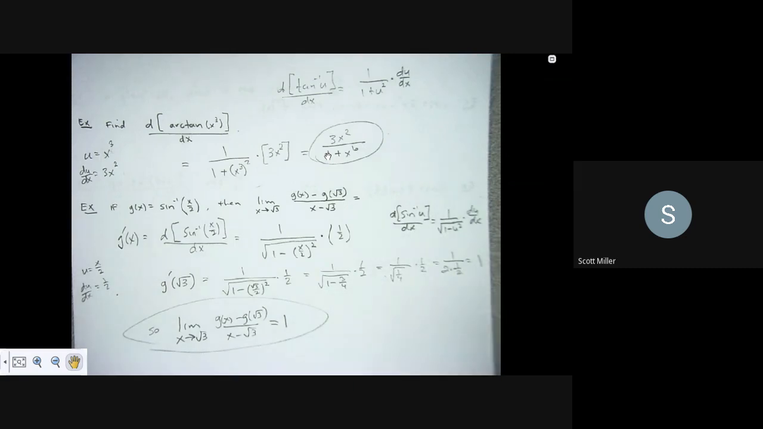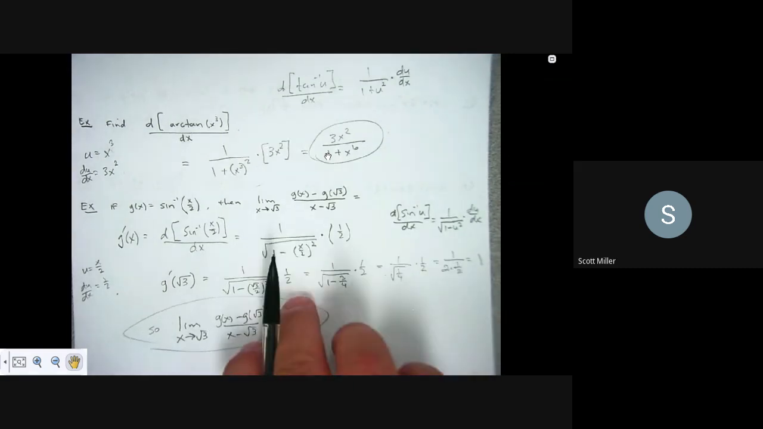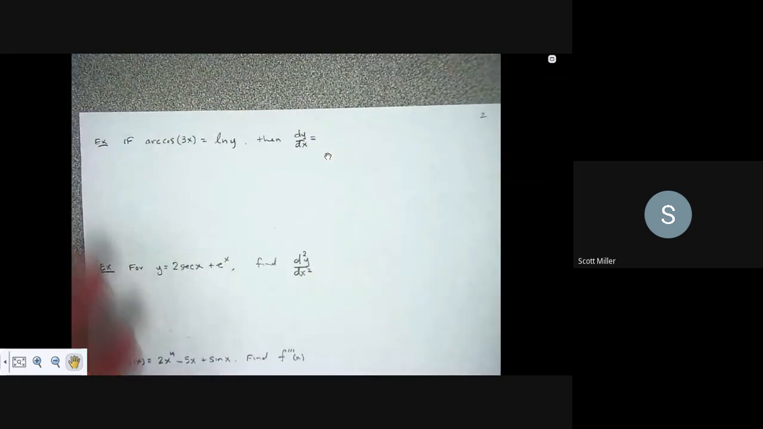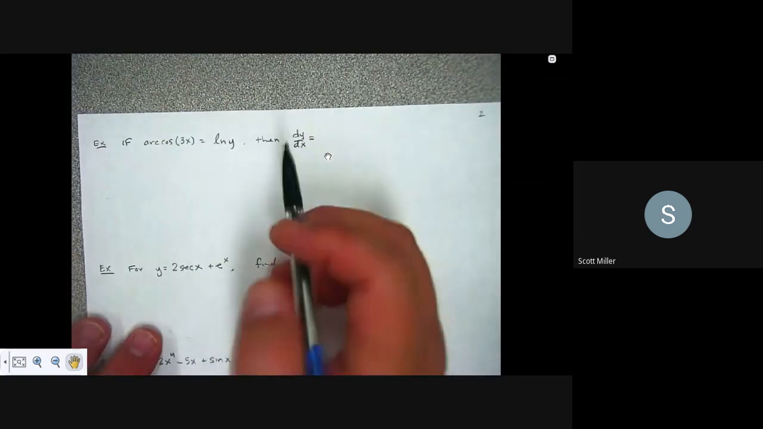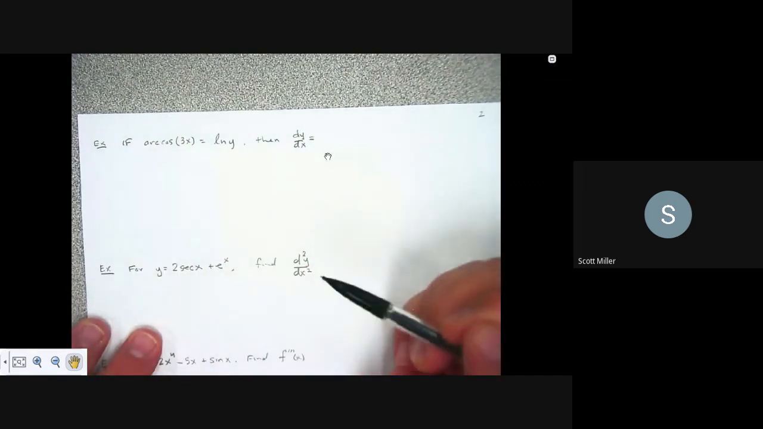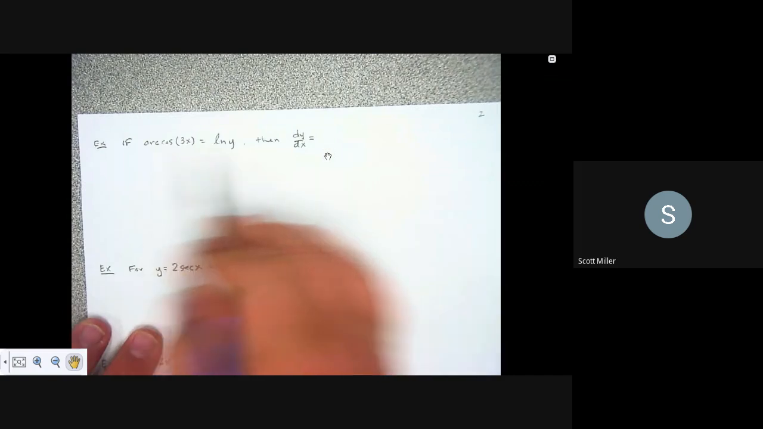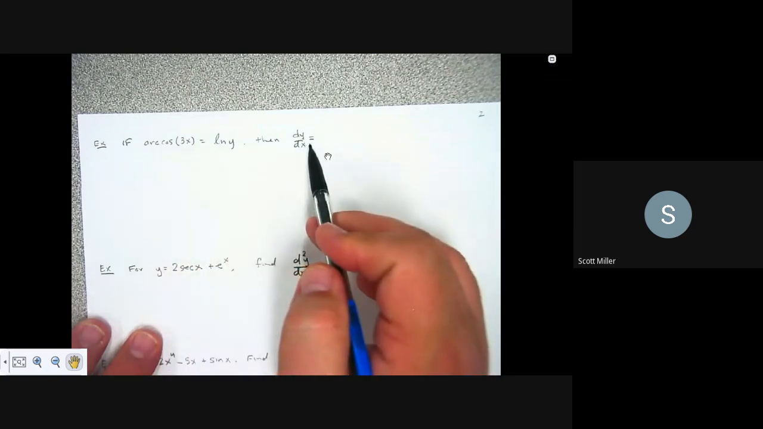So let's take a look at another example that I have for you. We're going to do this top one right here. Okay. So how do I do a problem like this? Here is a function or an equation right here, and I need to find dy/dx.